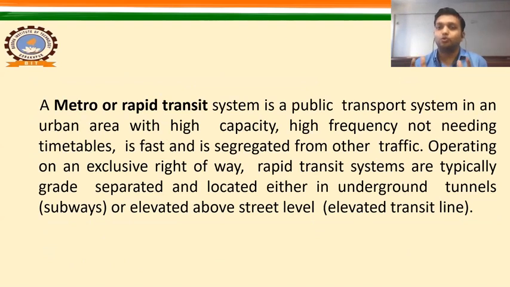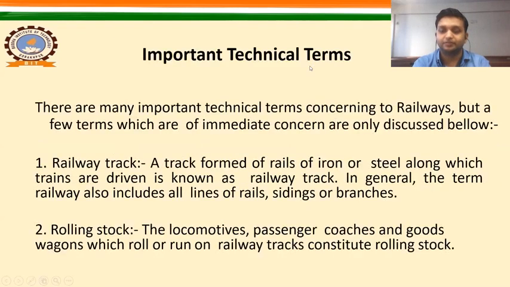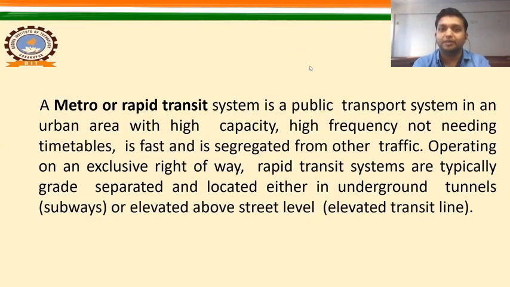Now we'll see the metro. Nowadays it's very famous, the metro or rapid transit system: Delhi Metro, Jaipur Metro, Bangalore Metro. A metro or rapid transit system is a public transport system in an urban area with high capacity. What are its basic features? It is basically used in urban areas, with high capacity, high frequency, not needing timetables. There is no requirement of a timetable. It is fast and is segregated from other traffic, operating on an exclusive right of way.